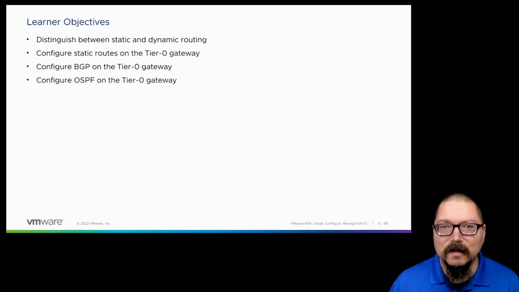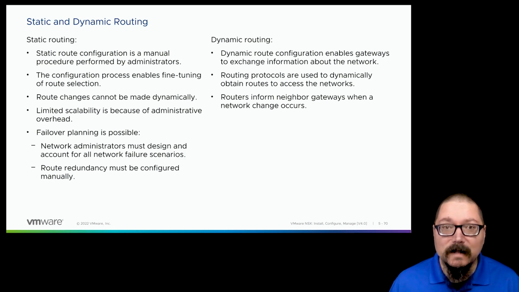And we're back. We just got through creating our tier 0 and tier 1 gateways. We built the tier 1 gateway in the lab. Now we're going to talk about static routing and dynamic routing, and what makes these things different. And we're going to talk about how to configure both static and dynamic routing on a tier 0 gateway.